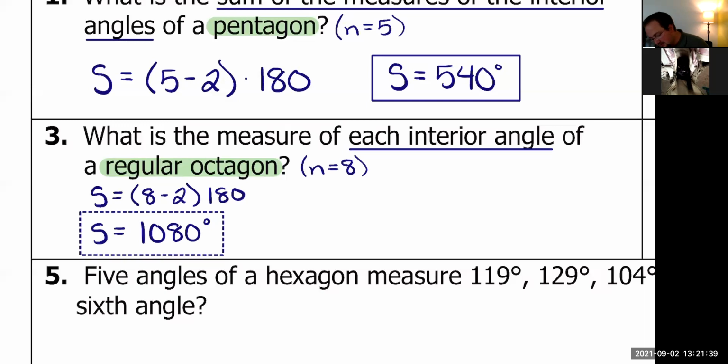That's just helping me get to my answer, because if that's the total, then we want it divided evenly amongst the angles. Divided by 360? Careful. By what? By 8. By 8. You're okay.